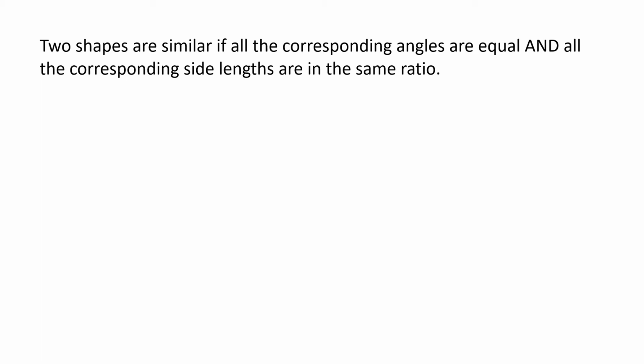It's also worth noting that if you're looking at triangles, it's enough to show that all three angles in both triangles are the same, or that all three corresponding side lengths are in the same ratio. So with triangles you don't need to prove both, you just need to show one of the two to show that it's true.